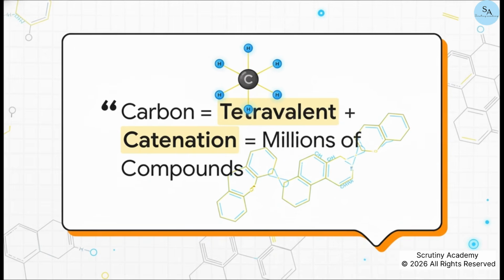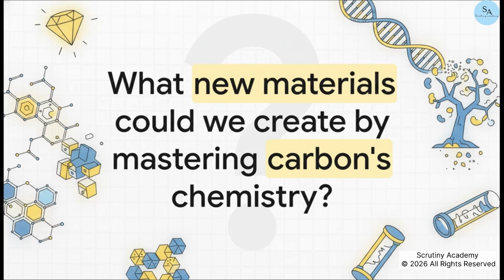Okay, let's bring it all back home. What's the one thing you cannot forget from this chapter? Let's say it together one last time so it's locked in your memory for the exam hall. Carbon equals tetravalency plus catenation, which equals millions of compounds. That is the secret. That is the answer. Do not forget it. And that's our rapid revision.